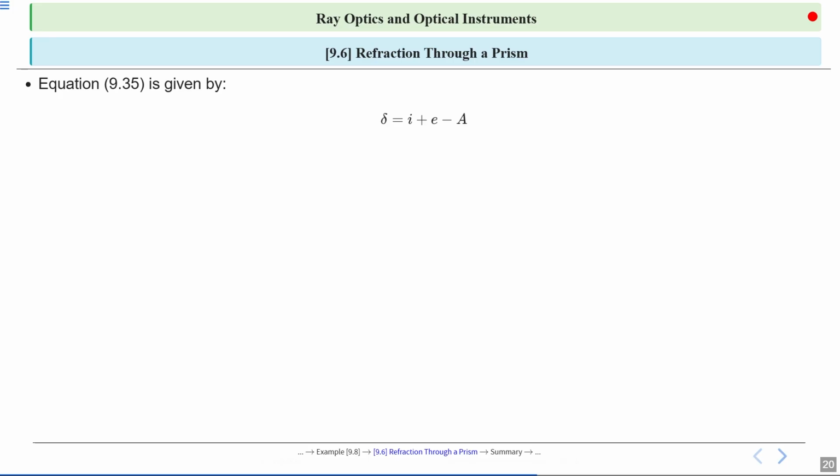Here we have the equation for the angle of deviation denoted as delta. It is given by the formula delta equals the angle of incidence plus the angle of emergence minus the angle of prism. This equation is fundamental in calculating how much a light ray bends when it passes through a prism.